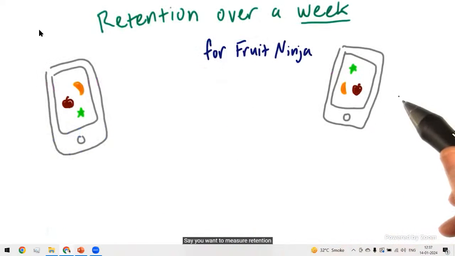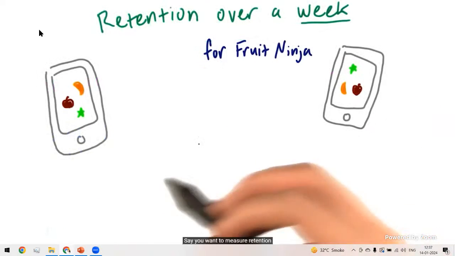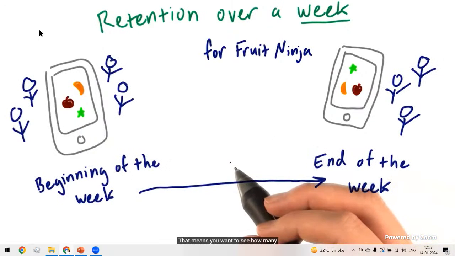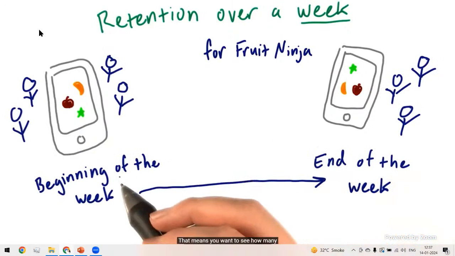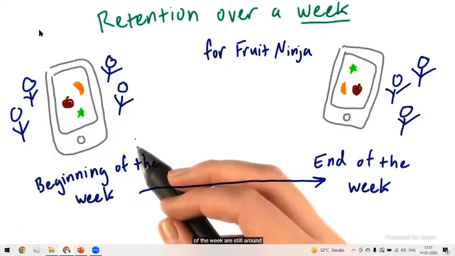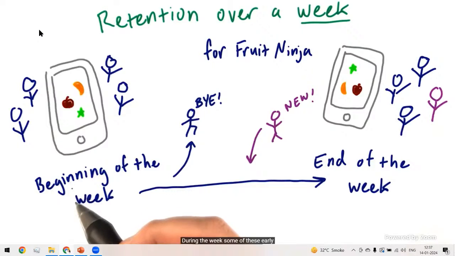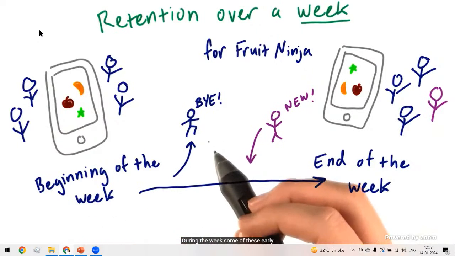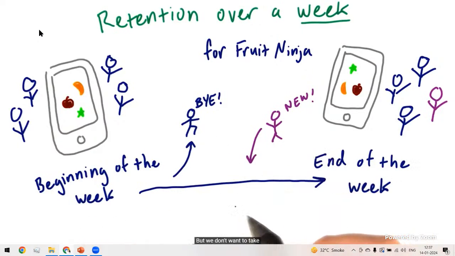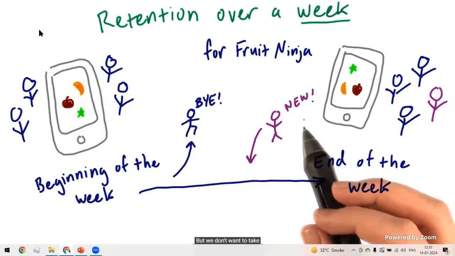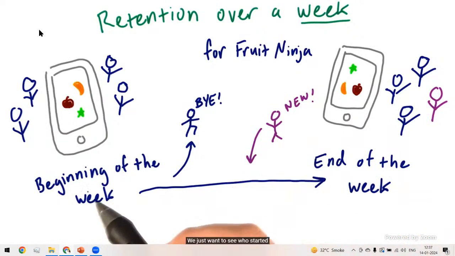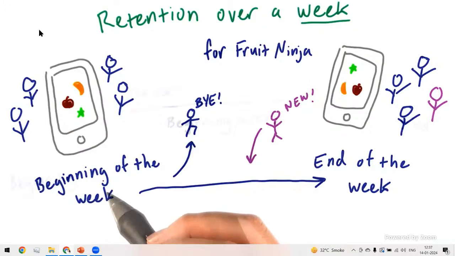Say you want to measure retention over a week for the game Fruit Ninja. That means you want to see how many people who started at the beginning of the week are still around at the end of the week. During the week, some of these early users will leave Fruit Ninja and new ones will join, but we don't want to take into account the new ones. We just want to see who started at the beginning of the week and stayed throughout the whole week.